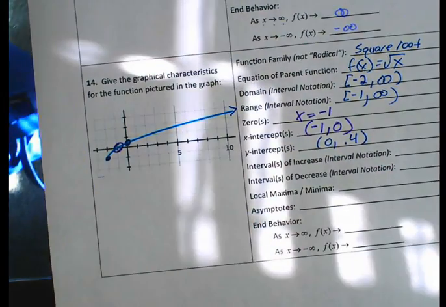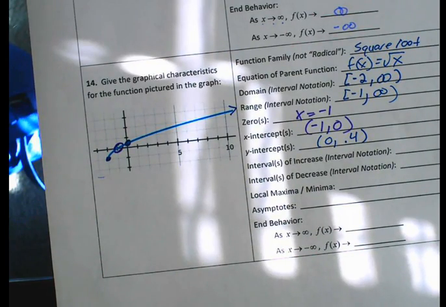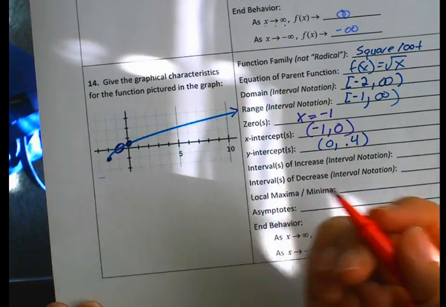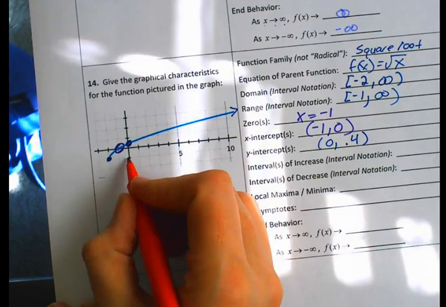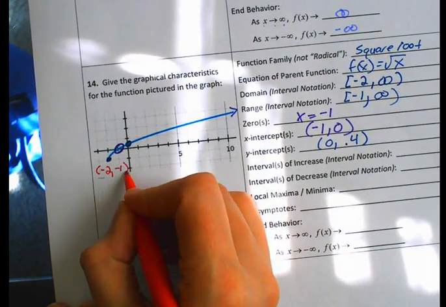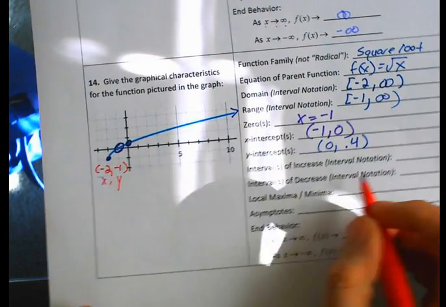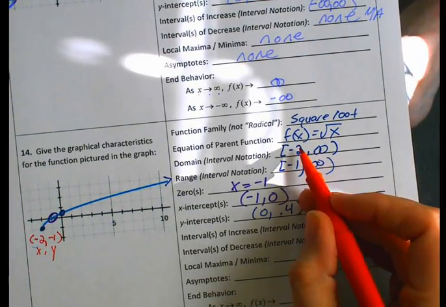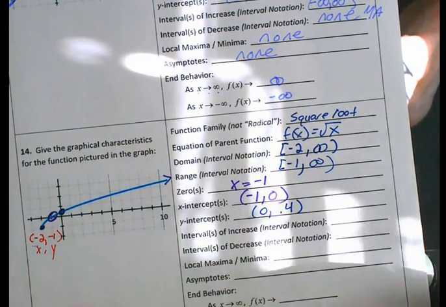Another good thing to do would be to label this endpoint with its value, because that will help you with your domain and range if you didn't see that. So I know that that starting point is -2, -1. Remember, this is x, y. So that's why it corresponds directly to our domain and range.